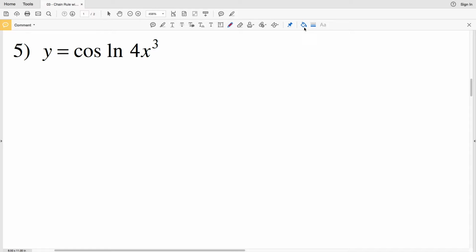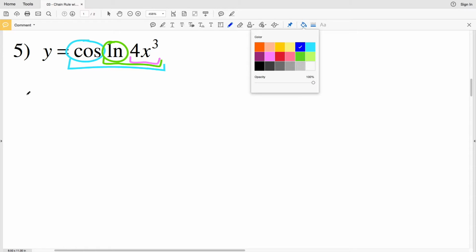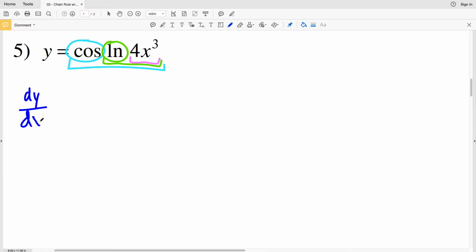In number 5, again, we're going to be utilizing the chain rule multiple times. You can see our outermost function is the cosine of some function. Our middle term is the ln of some function, and then our innermost term, the most inside term, is 4x cubed. So a cubic function. So when we do the derivative of y with respect to x, we're first looking at that cosine function, the cosine of u. And remember, the derivative of the cosine of u is negative sine u.